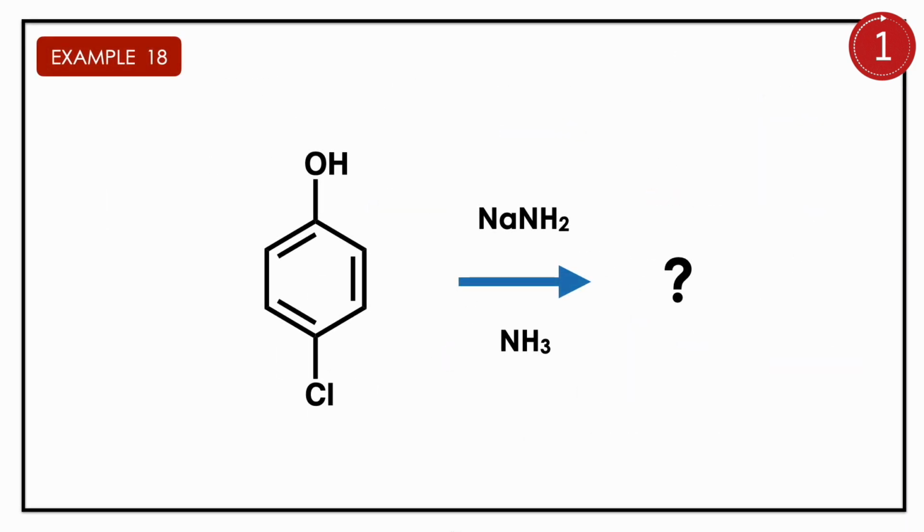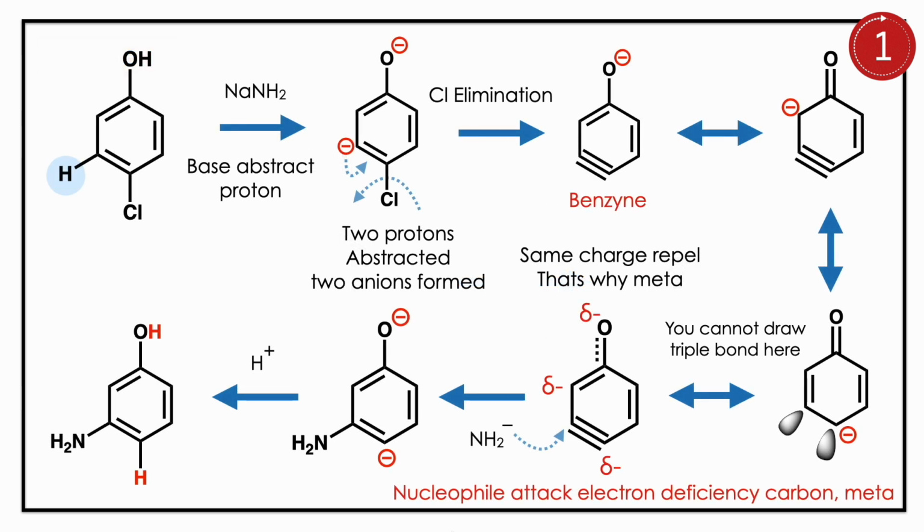Then the next example, you have phenol containing para-chlorobenzene. You are reacting with sodamide and ammonia. You should find what will be the final product. Here sodamide you are using. Sodamide abstracts the proton, leads to the anion formation. The anion is unstable. It should form benzyne.